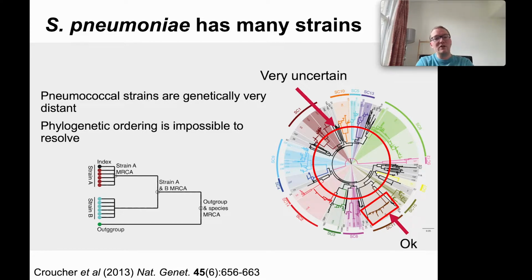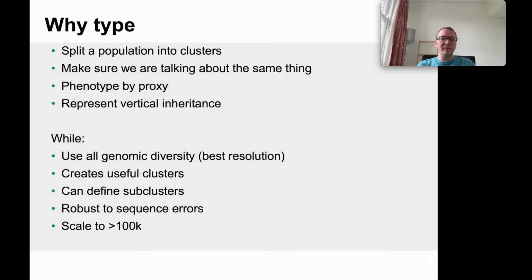What would be nice is to be able to find these clusters in large data sets, find useful clusters which you can then do sub-analysis on. So this is exactly what a typing scheme is for. And what we want to do in developing a typing scheme is avoid doing whole genome alignments, and avoid doing large phylogenies, which will not scale to surveillance data and have other problems too.